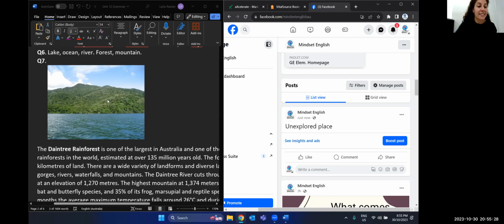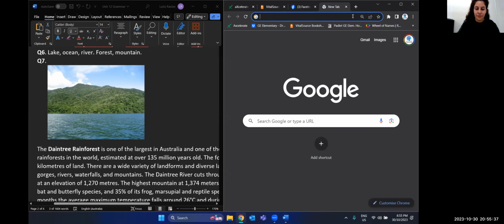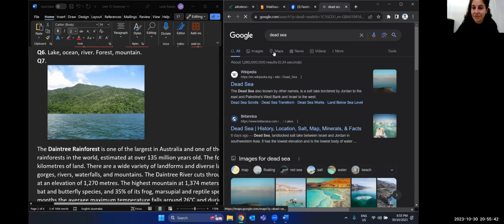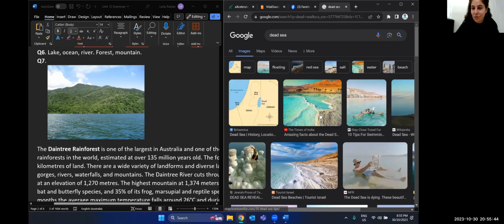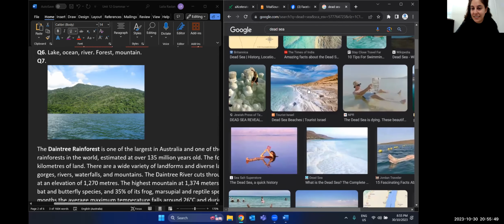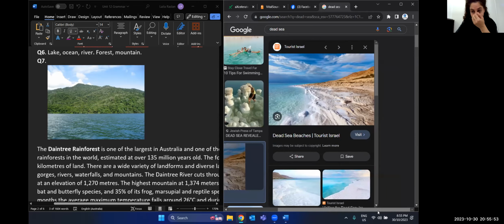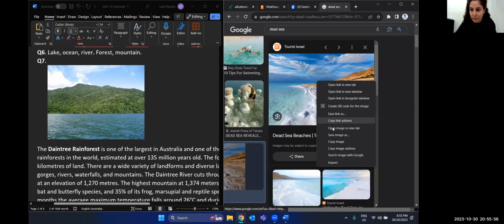Unexplored places. Write about one unexplored place. It doesn't need to be in your country. So you could write about the Dead Sea. This is one of my favorites. The Dead Sea. That's really an unexplored place. And add an image. So you can add the image.